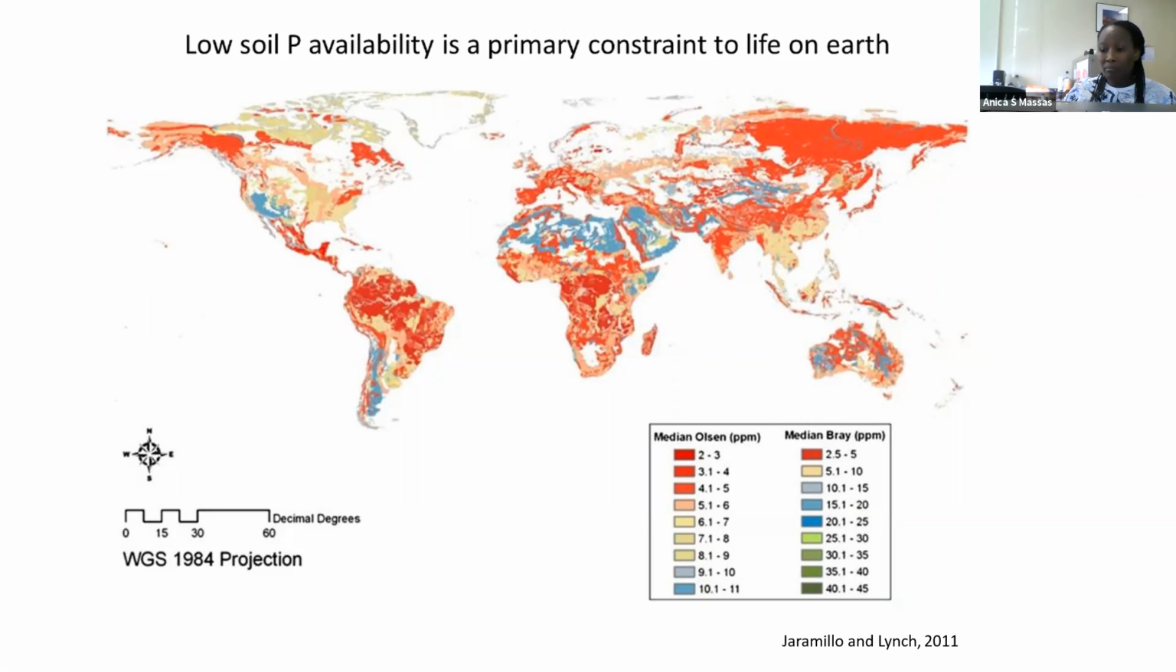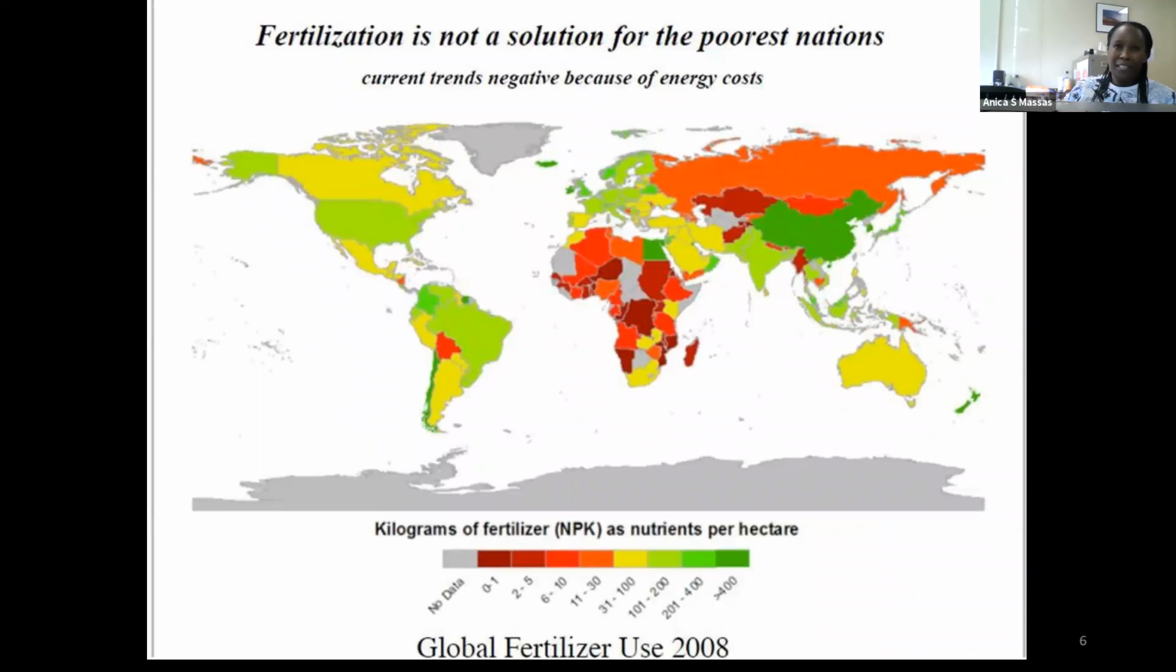Now, maybe we know that our soils are poor. Maybe we need to think about fertilizer. Do you think that fertilizer is a solution for that? Maybe for some countries, but for developing countries, fertilizer is not a solution. As we can see in this map, most of the countries in Africa don't use fertilizer, or the use of fertilizer is very low.